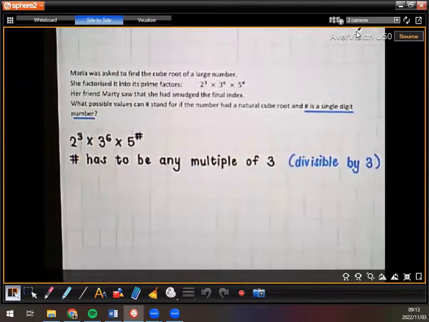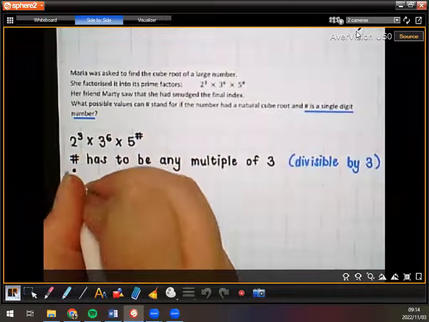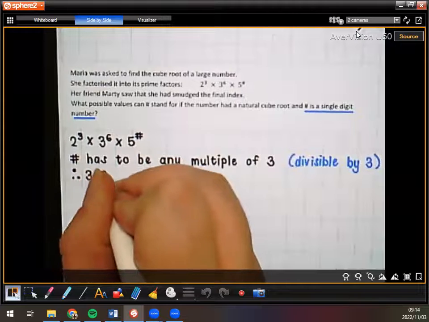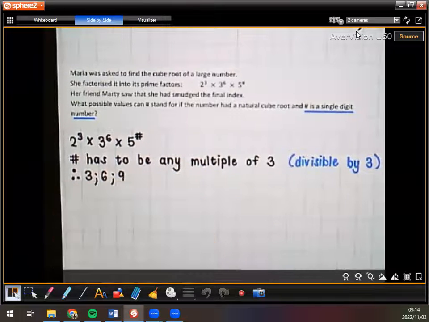So can I have 15? No, 15 is divisible by 3, right? But it's not single digit. So now we need to list all the multiples of 3 that are single digit numbers. So what do we think? 3, 6, and 9.